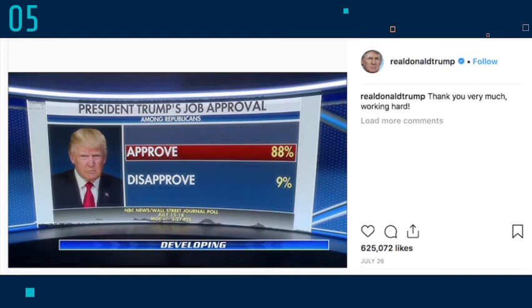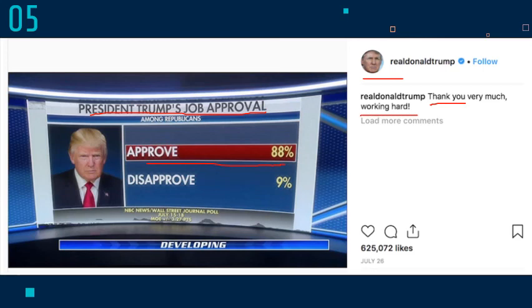Our good friend Donald Trump, this is from a few years ago. This is when he just became president and he was looking at his job approval rating. Now, if you just tuned into the news and you saw a job approval rating and you just read this headline here, you're like, well, 88% of Americans approve of Donald Trump. And Donald Trump seems to think that's a good thing. He's like, yep, thank you very much, working really hard.